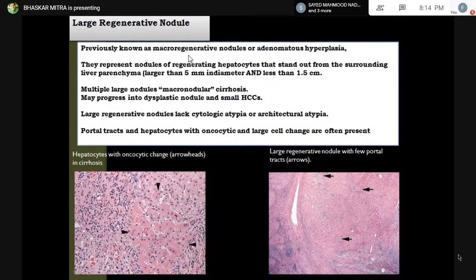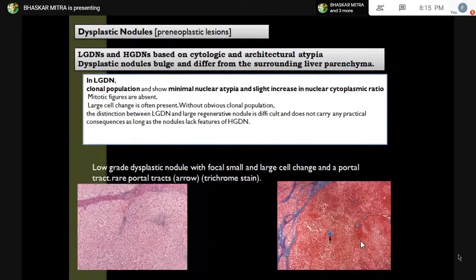These are usually seen in macronodular cirrhosis. These nodules lack cytological atypia or architectural atypia, and the hepatocytes may show oncocytic changes and sometimes small or large cell changes. The portal tracts may be seen in these large regenerative nodules. This is the dysplastic nodule.